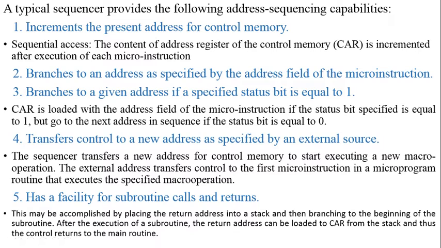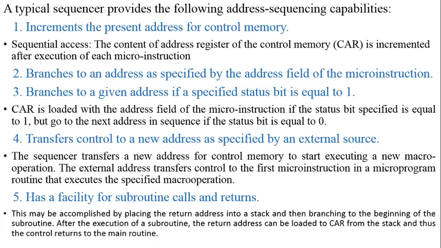And the third method is branches to a given address if a specified status bit is equal to 1. So the third method indicates the significance of the status bit. It means branching to a specified address location based on the value of the status bit. Here we consider a special bit, that is the status bit, and we consider the current value of the status bit.